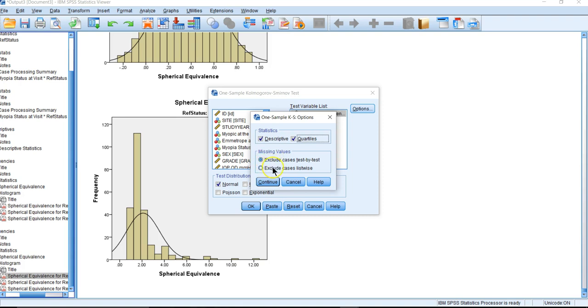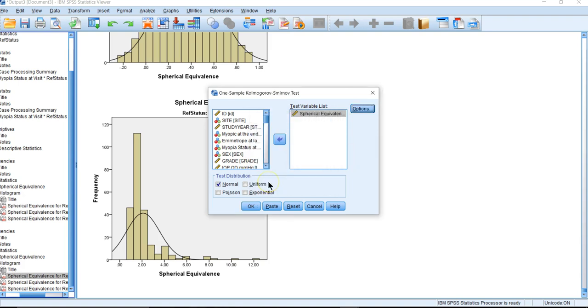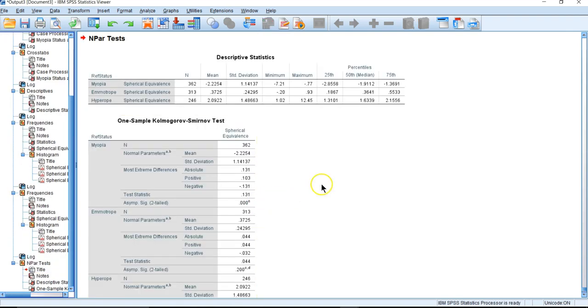For missing values, if you don't exclude test by test, like we have a variable called toricity in ours, which is only measured on a few, and we had chosen exclude cases listwise, even though we have lots of spherical equivalents, it would only give us spherical equivalents for those that we had toricity. So exclude cases test by test, and we're going to look for the test distribution normal. I'm going to say OK.